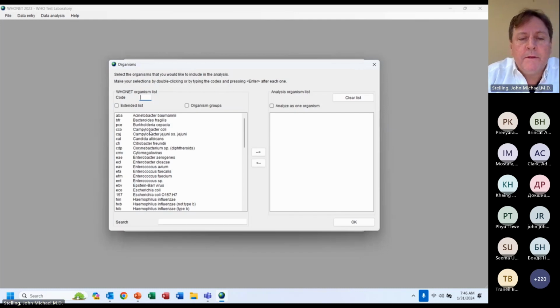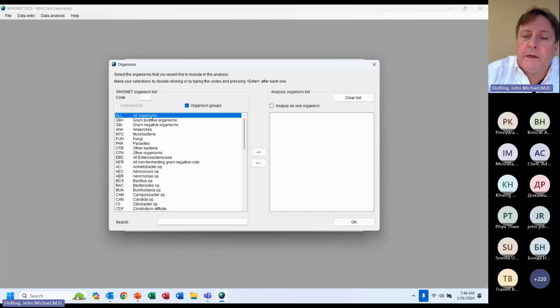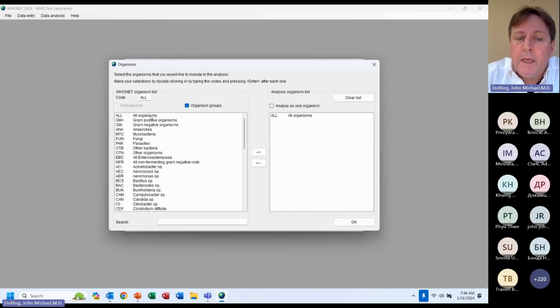Organisms. I will click on organism groups, and I will double click on all organisms. My options appear on the left. My selections I put onto the right. I would like to choose all of the organisms, and I will click OK.